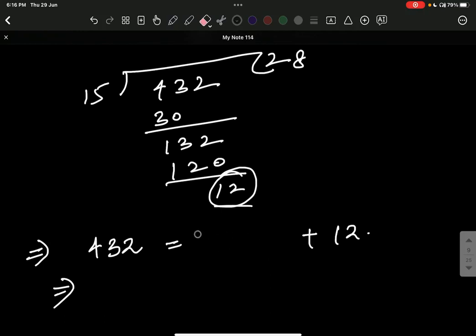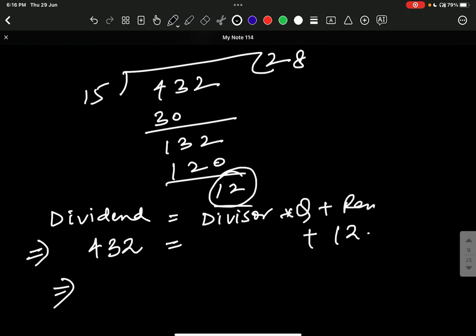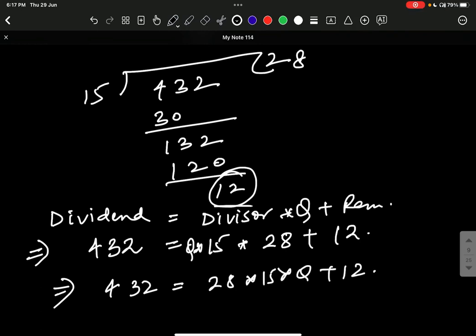Let me just erase it and let me just rewrite it for you, that dividend is equals to divisor into quotient plus remainder. So remainder is 12. Okay, then the quotient is 28, then the divisor is 15. Okay, and this is the way you are going to calculate, into q, and you need to calculate q. So this is 432 is equals to 28 into, now you can solve it. This is 28 into 15 into q plus 12. 12 you will take to the other side.